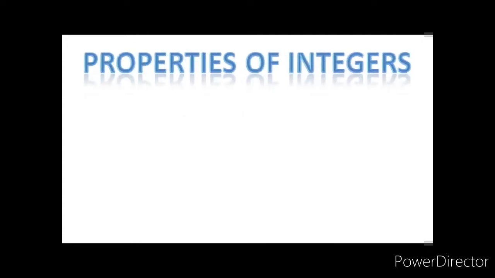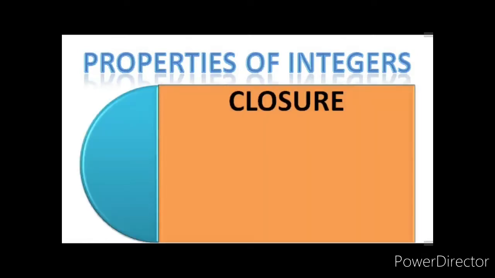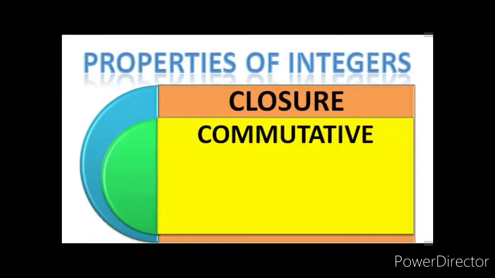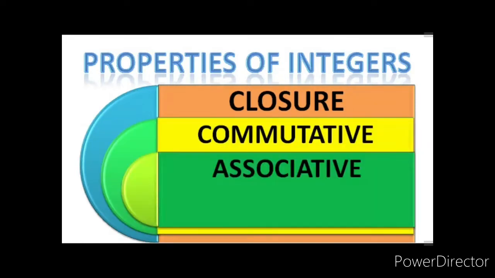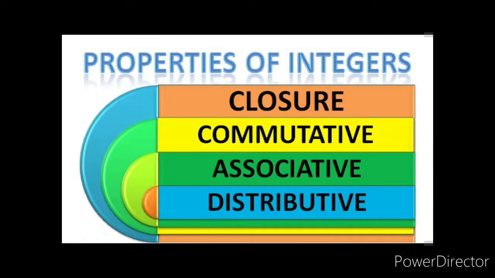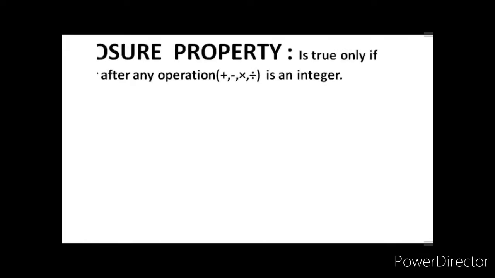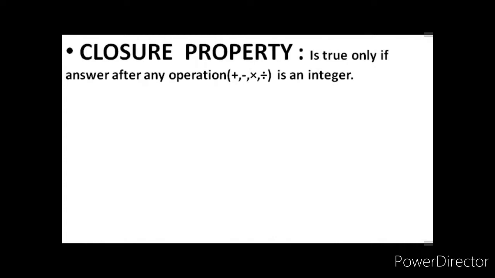Properties of integers. Today we will discuss closure property, commutative property, associative property, and distributive property. What is closure property? Closure property is true only if the answer after any operation, it may be addition, subtraction, multiplication, division, is an integer. That means the result of any operation must always be an integer. Let us have a look.